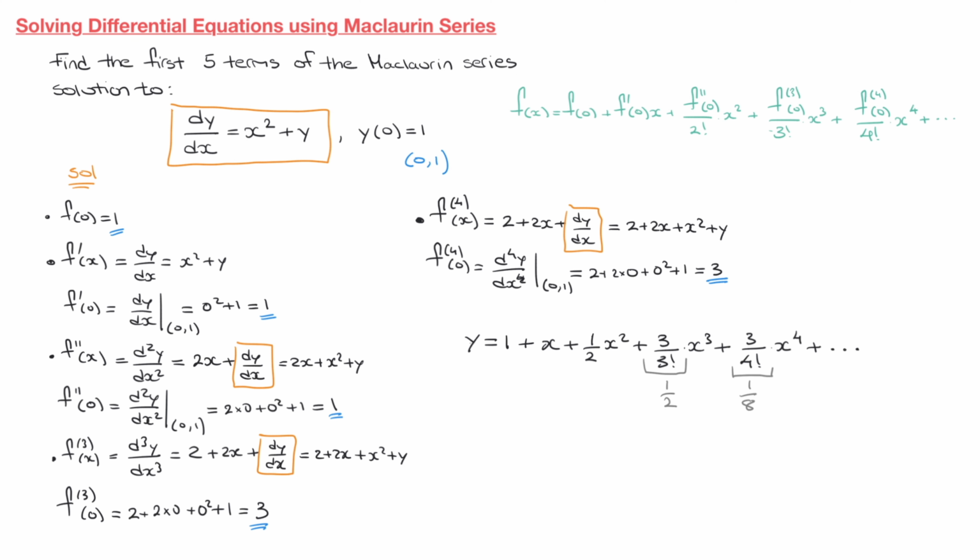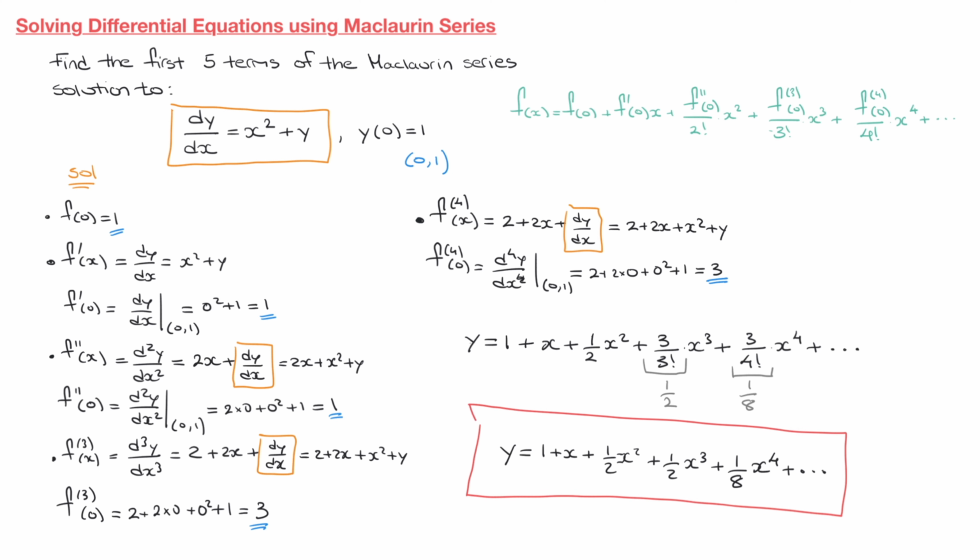And so using these two values, we're ready to write our final answer as y equals 1 plus x plus 1/2 of x squared plus 1/2 of x cubed plus 1/8 times x to the power of 4 plus 3 dots. And we're done. That's the final answer. And there we go.